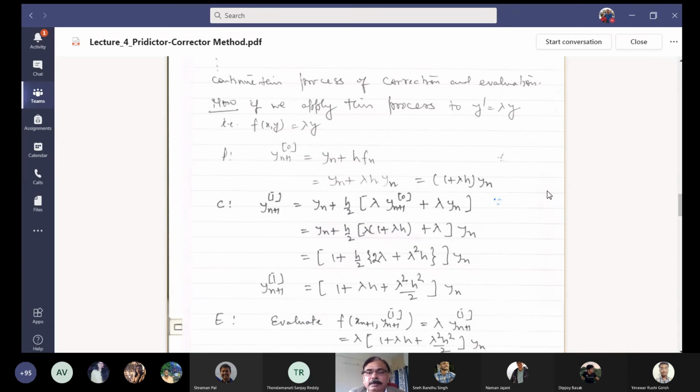What is ∂f/∂y in this case? y prime equal to lambda y, so f is lambda y. What is ∂f/∂y? Lambda, only lambda. So the theorem says the magnitude of ∂f/∂y, which is the magnitude of lambda, should be strictly less than L, and L should be less than 1 upon the magnitude of the coefficient of the implicit term. Yes, sir.